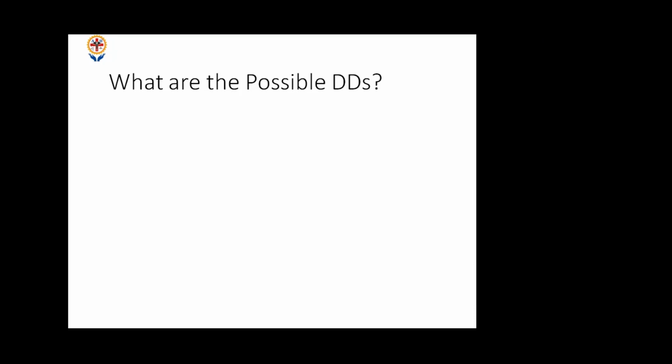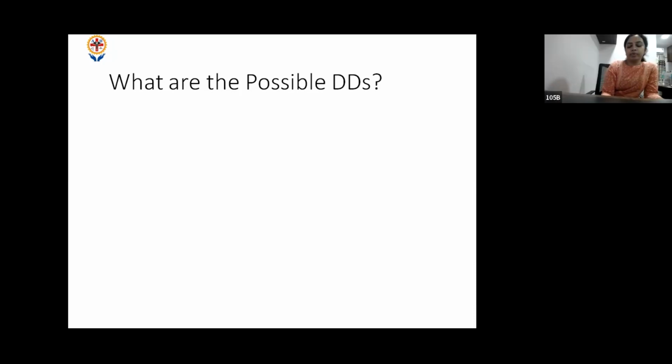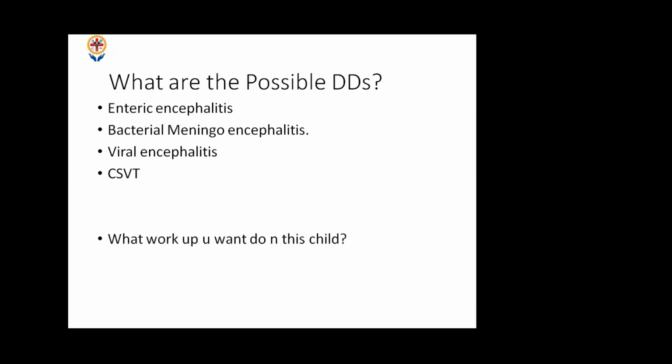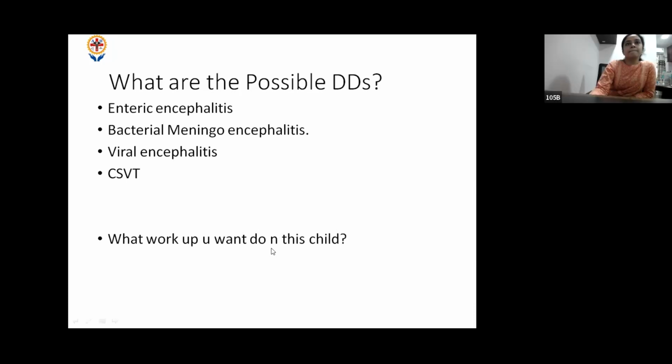Here the child was treated outside as enteric fever, and even significant titers are present. So first we kept the differential diagnosis of enteric encephalitis, and maybe other possible bacterial meningoencephalitis or viral encephalitis, or it could be CSVT also. What do we want to do in this child? What workup do you want to do in this child?